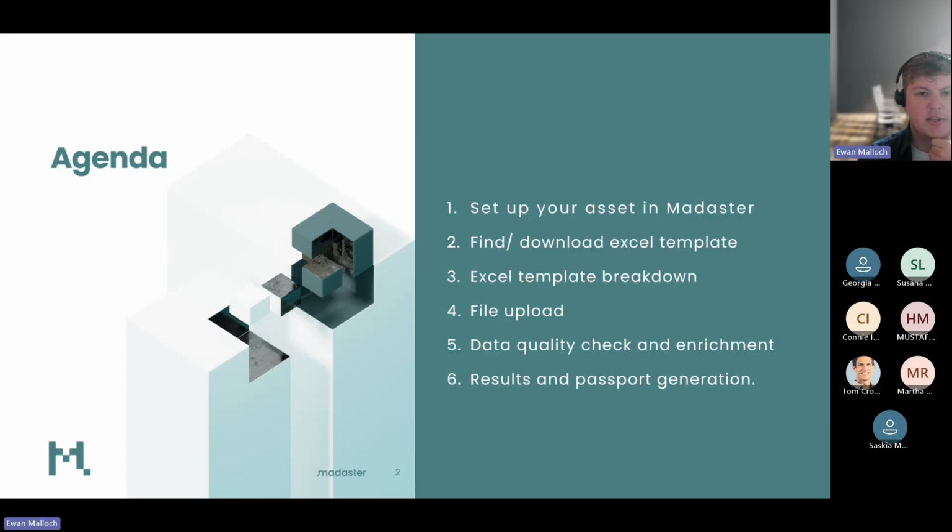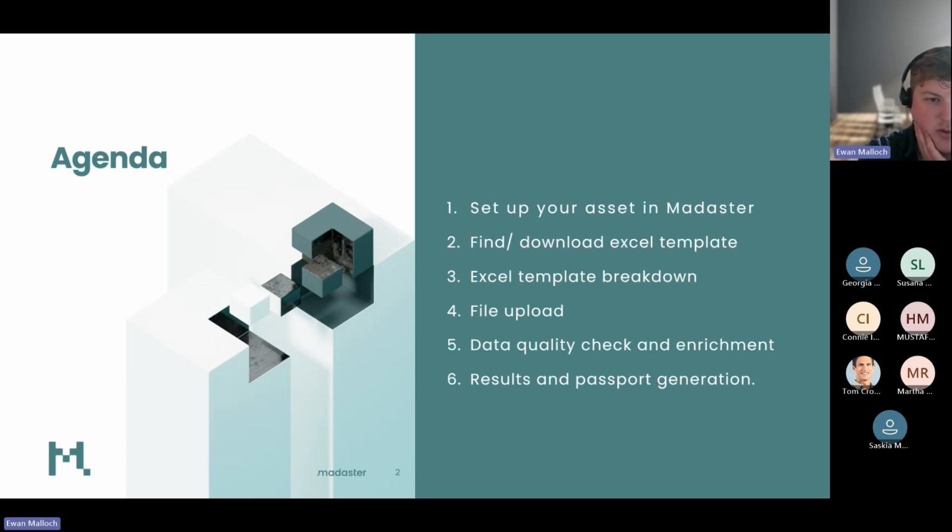Got a couple of agenda points here. These are the different steps that we're going to be running through. We'll look at setting up your asset in Madaster, how to find and download the correct Excel template, and then we'll break down that template because it can be quite a lot to look at the first time. So we'll look at what information is required, what's optional, which fields you should be populating, and we'll go through a detailed upload, but we'll also look at the minimum amount of information that you need to get some outputs from Madaster.